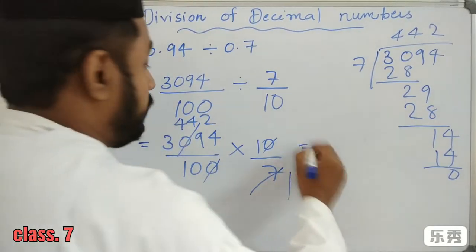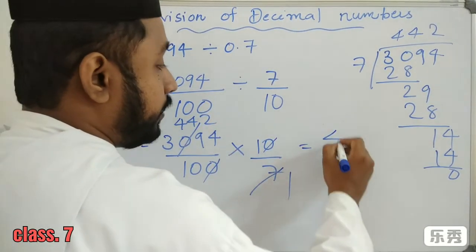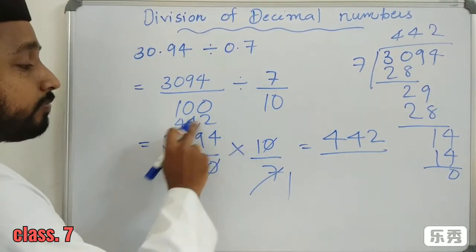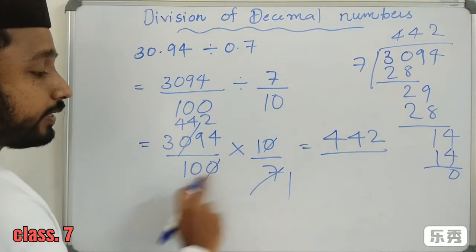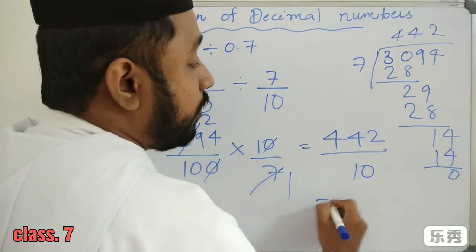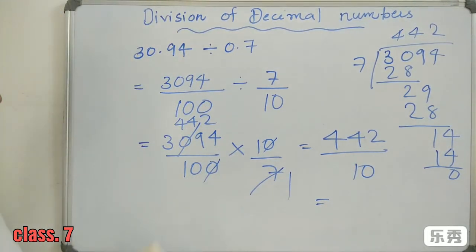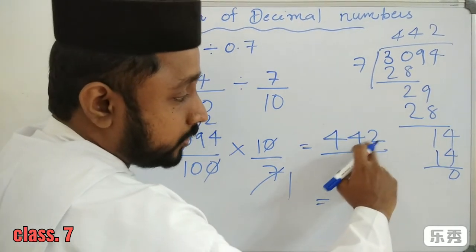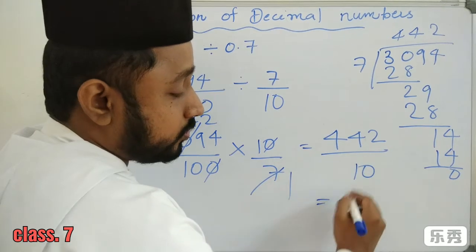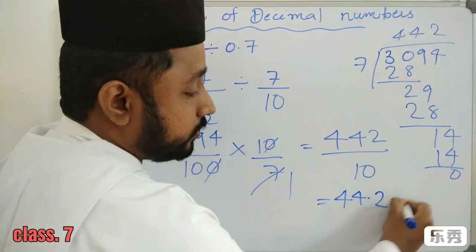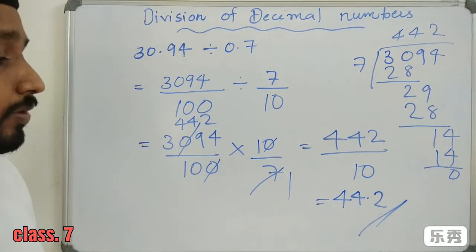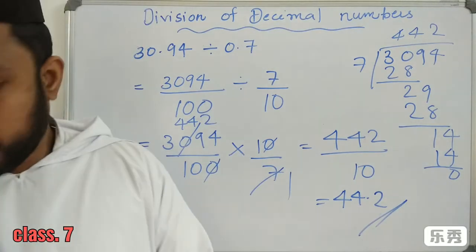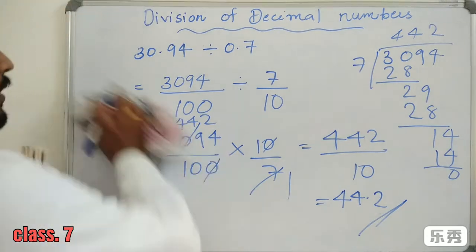So we got 442 into 1 by 10 into 1, that is 442 in numerator, here 10 into 1, 10. So 442 by 10, which means division by 10, only one digit after the point, so the answer is 44.2. So 30.94 divided by 0.7 is equal to 44.2. Next question.